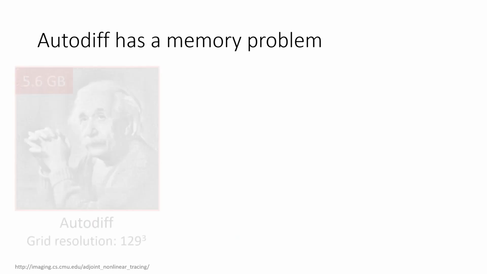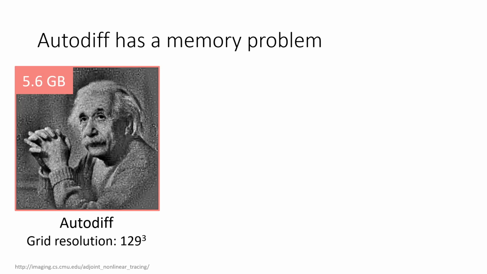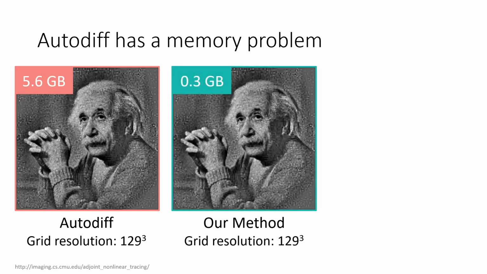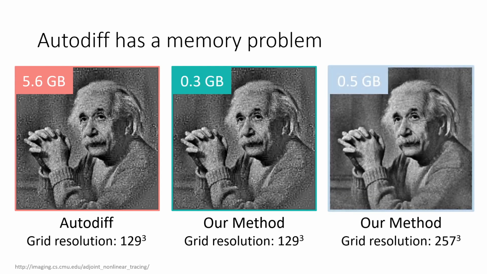For example, when optimizing a volume designed to display Albert Einstein, autodiff uses more than 5 gigabytes of memory for a single iteration within the optimization. Instead, we developed a method for calculating gradients that uses an order of magnitude less memory. And consequently, we're able to double the resolution of the volume and increase the quality of the resulting image in the optimization with little increase in our memory usage.